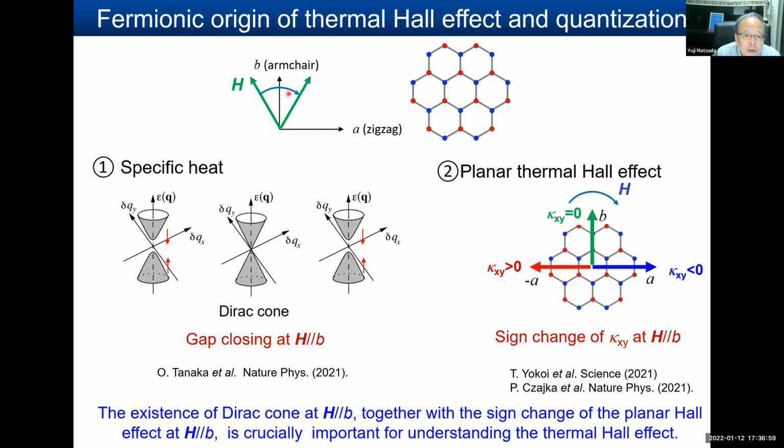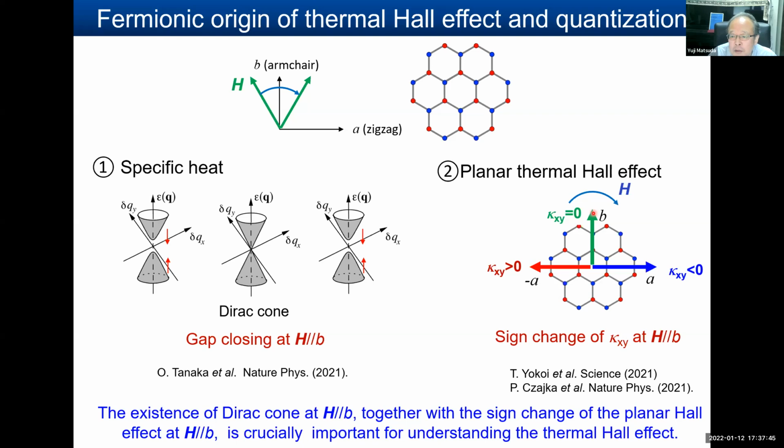The other experiment is the planar thermal Hall effect. As I mentioned, we observe the planar thermal Hall effect in the magnetic field applied to the minus A axis. The planar thermal Hall effect is plus in magnetic field applied to the minus A axis. So by definition, the planar thermal Hall effect is minus if the magnetic field is applied parallel to the A axis. And this has been confirmed by the Princeton group. Both our group and the Princeton group reported the thermal Hall effect is zero if you apply the magnetic field parallel to the B axis.